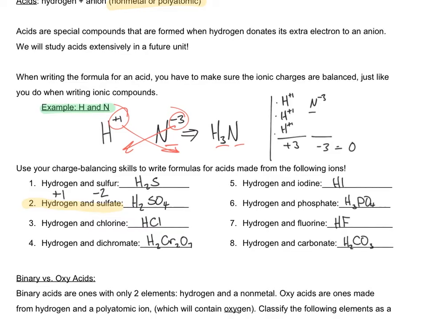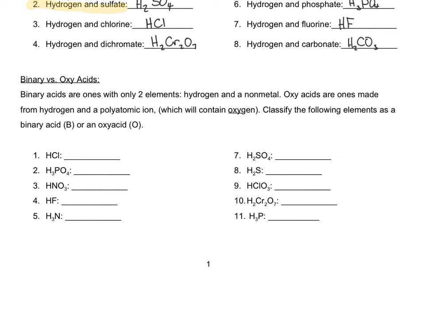But now I'm going to move on to a little bit of vocabulary here. That vocabulary is binary acids versus oxyacids. So binary means 2. Binary acids are ones that only have 2 elements. Binary is 2, so that's going to be a hydrogen plus a non-metal. Oxyacids, on the other hand, are made from hydrogen and a polyatomic ion. And all of the polyatomic ions that we're going to be using for acids contain oxygen, so that's why we call it an oxyacid. Oxyacid for containing oxygen.